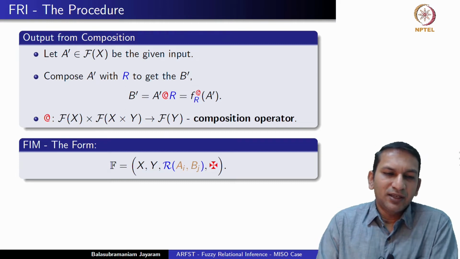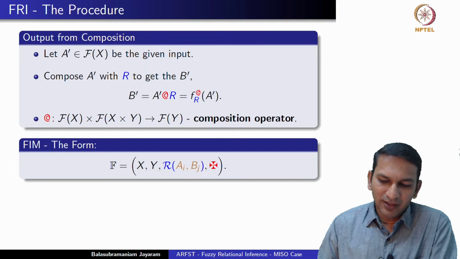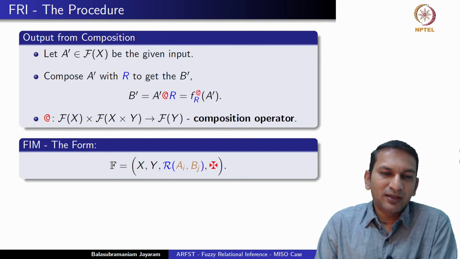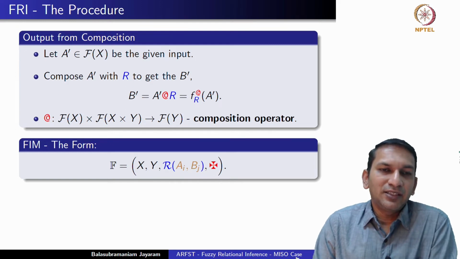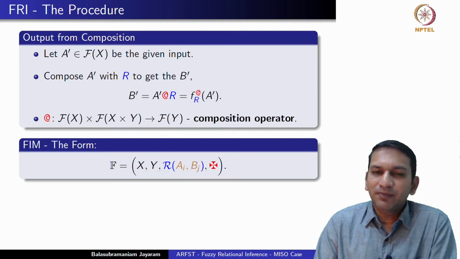From what we have seen so far, a fuzzy inference mechanism can be looked at as a quadruple, wherein X and Y are the input and output domains, R of A, B represents the rule base, and the final operation, the symbol, shows that there is some inference being applied. It consists of all the operations that are required for the inference itself.